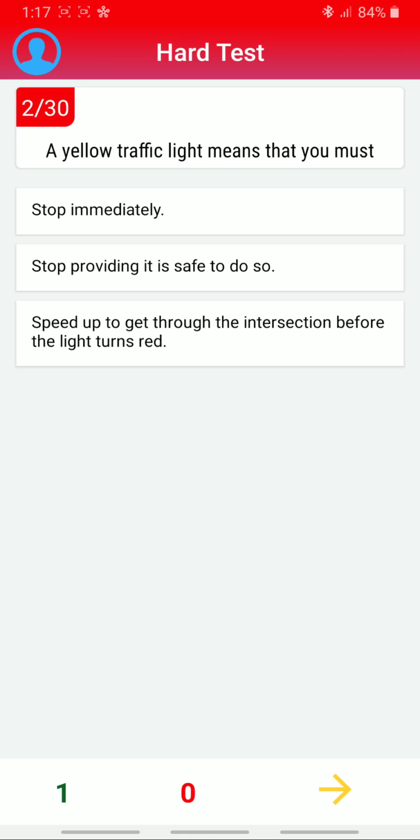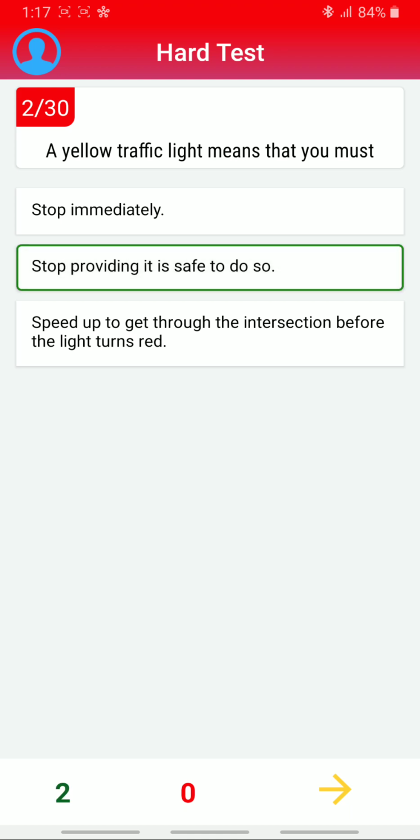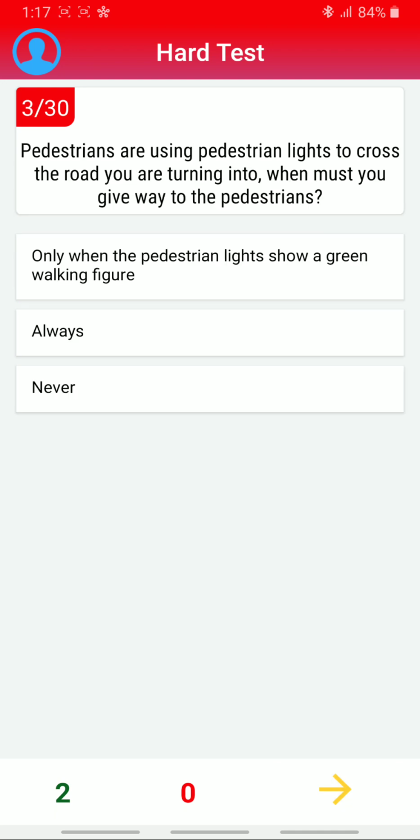This is the second question. A yellow traffic light means that you must stop immediately, stop provided it is safe to do so, or speed up to get through the intersection before the turn. The second option is okay. Yes, the second option is correct.